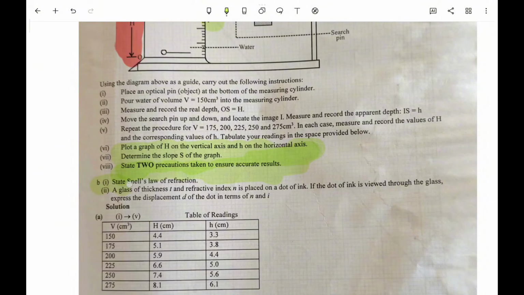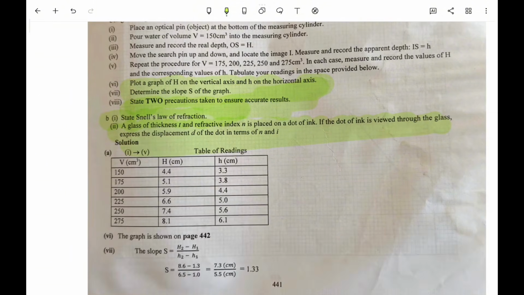You can be asked to state Snell's law of refraction, and a glass of thickness T and refractive index N is placed on a dot of ink. If the dot of ink is viewed through the glass, express the displacement D of the dot in terms of N and T. So this is how your table will look like. If you know this one very well, this is a very simple practical. Your volume, then your real depth, then your apparent depth.